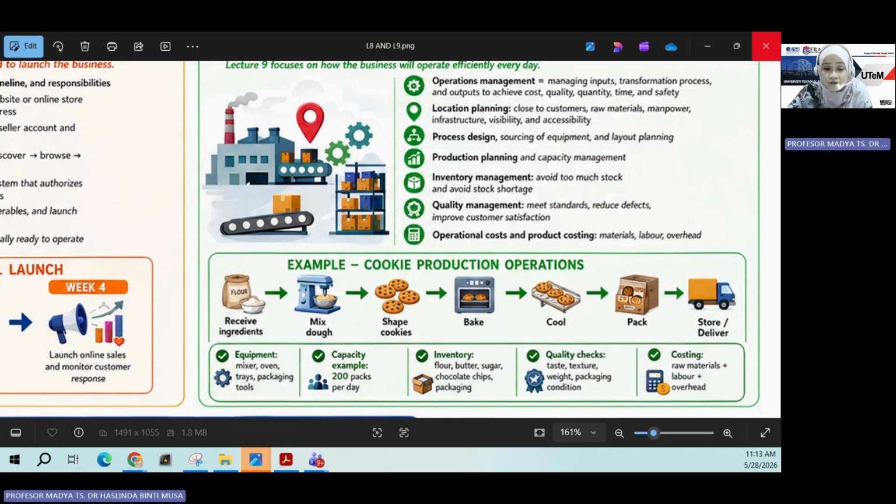Okay, number 5, the production planning and capacity management. This is part of the operation management. Capacity means how much output the business can produce within a certain time. For example, if the cookie business can produce 200 packs per day, that is its daily capacity. Okay, that's what it means.